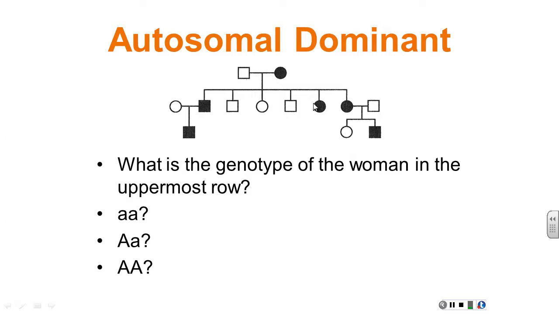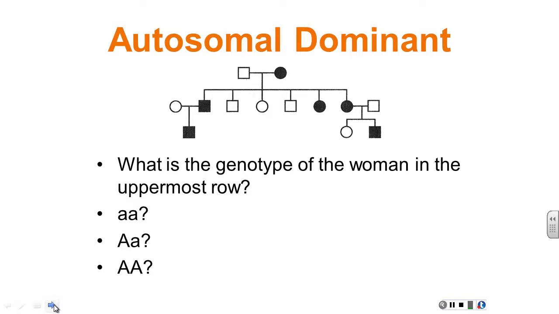Now in this case, you'll notice she has 6 children, and they happen to come out 3 affected and 3 non-affected, so 50-50. Remember, you could certainly have 4 and 2 or 5 and 1 or possibly even 6 and 0 with a dominant disease, just by chance, okay?